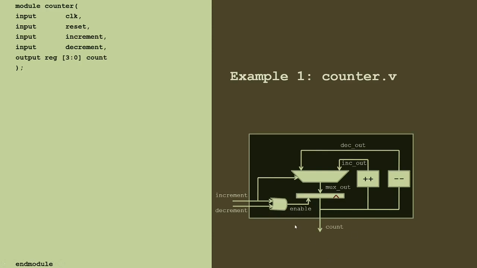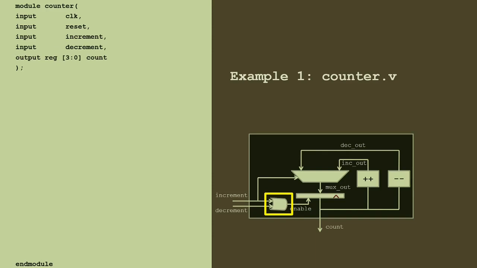So we can see that we have increment, decrement, and clock and reset as inputs. Count is the output. So ignore the reg for the moment here. Just assume that it's output [3:0] count. Now I can start coding one by one. I can start from wherever I want. So I will start with this register.